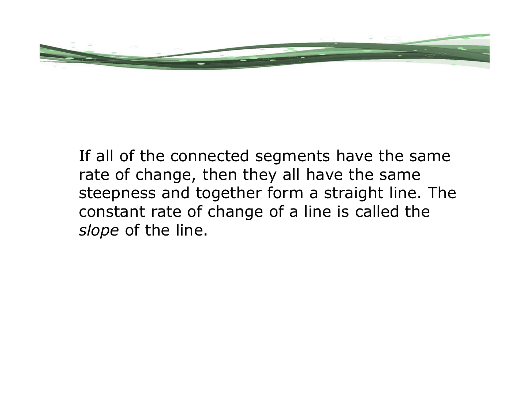If all of the connected segments have the same rate of change, then they all have the same steepness, and together form a straight line. The constant rate of change of a line is called the slope of the line. So you guys remember, we've seen linear functions, stuff like this. That's a linear function, drawn to the best of my abilities. The slope would be how much the difference is from this point right here to this point right here. So that will be the slope. We'll figure out how to solve the slope in 1 or 2 more slides.